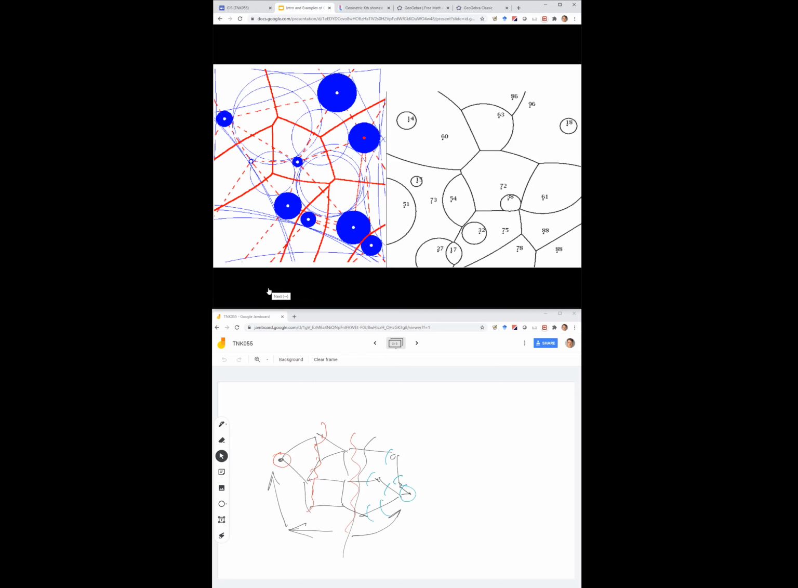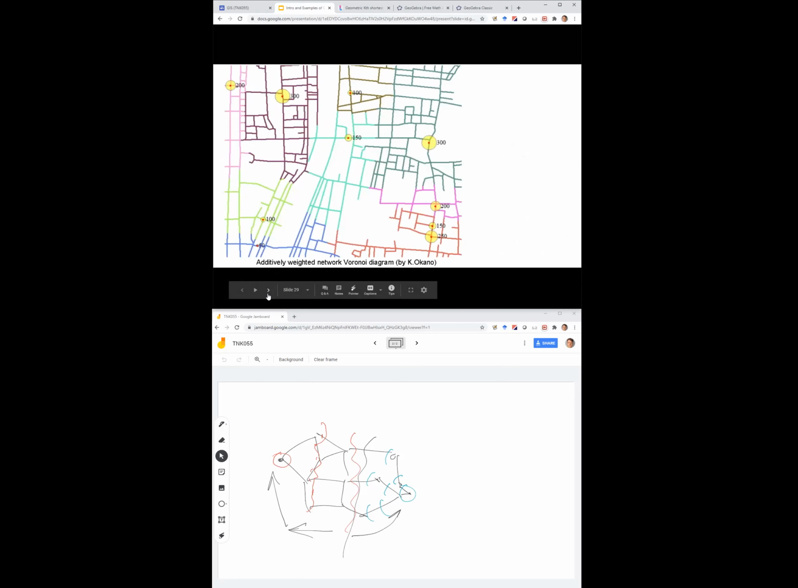We want to understand what they are, how they are defined, why they are defined, and what they are used for. Here are some examples of additively weighted Voronoi diagrams for the networks, again looking at the weights of the different yellow sites. You can see that maybe there is a point which seems to be further from here than from here, but maybe there is also a weight associated with that point. So you can see that it's not just the regular Voronoi diagram.